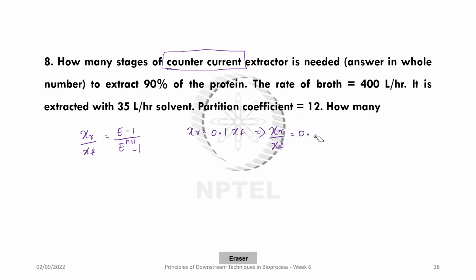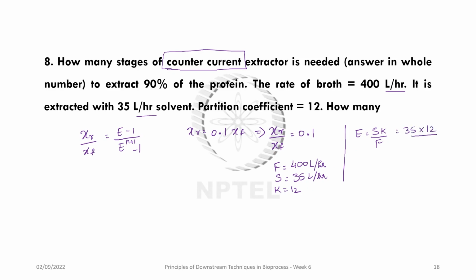I hope this one is clear enough. The rate of broth or feed is equal to 400 liters per hour. But since you have per hour on both sides, while substituting, we'll just use the 400 units. And it is extracted with solvent of 35 liters per hour. Partition coefficient K is equal to 12. So first I'm going to do E is equal to SK by F, which is 35 into 12 by 400.